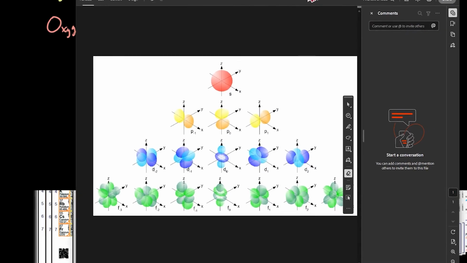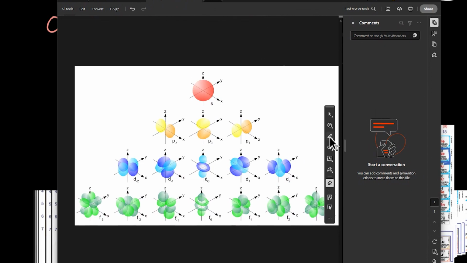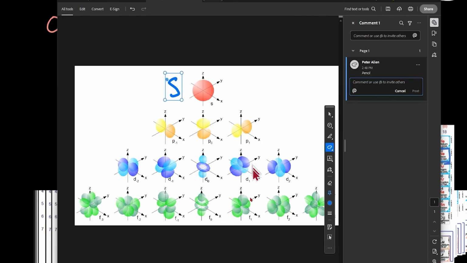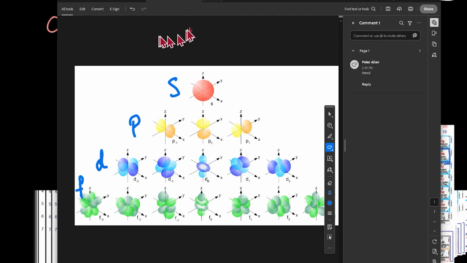So I did show you these over here. That is what the s looks like. That is what the p looks like. That's d. And this is f. Okay, and I'll let you guys do the math, but there's 1, 2, 3, 4, 5, 6, 7 orbitals down here. Each orbital holds 2 electrons. That means there's a total of 14, right?